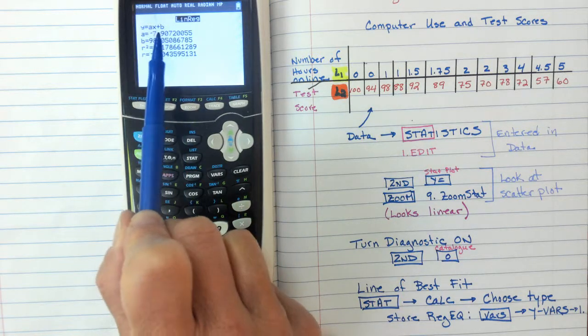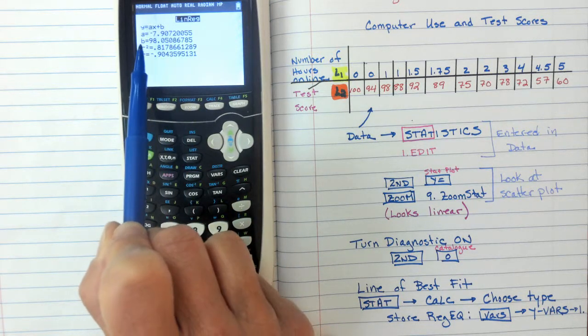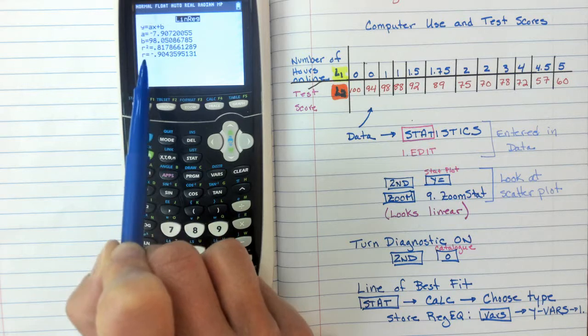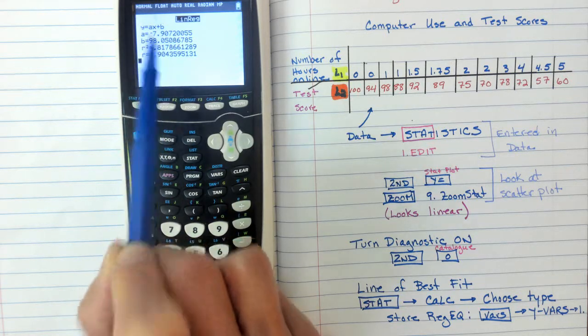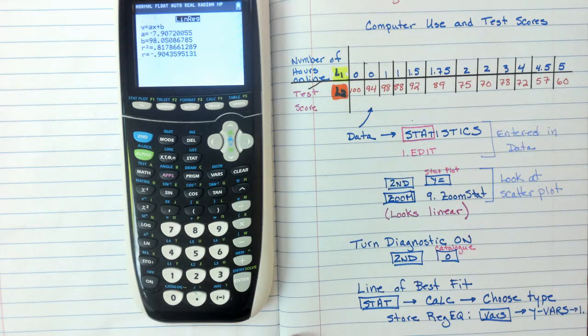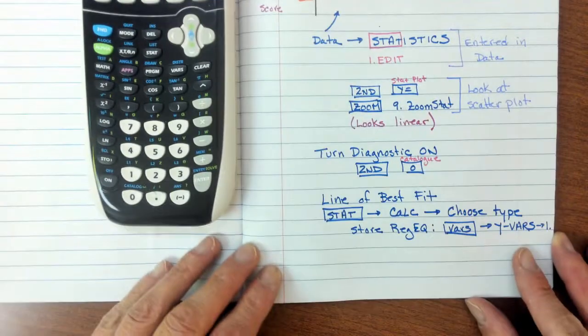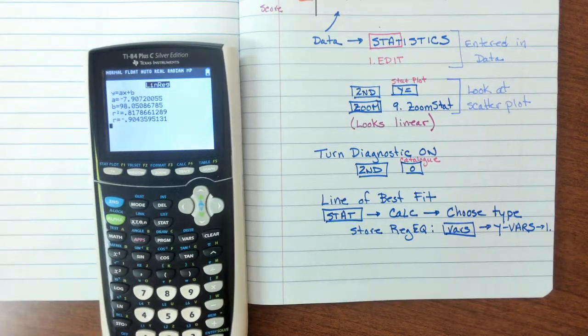It gives me a form of a line, it gives me what the value of A is, what the value of B is, and it gives me these R things. These R things tell me how good of a fit we have. So if I were going to write the equation, let me move this up like this so we can see it. I wrote too much on this page.